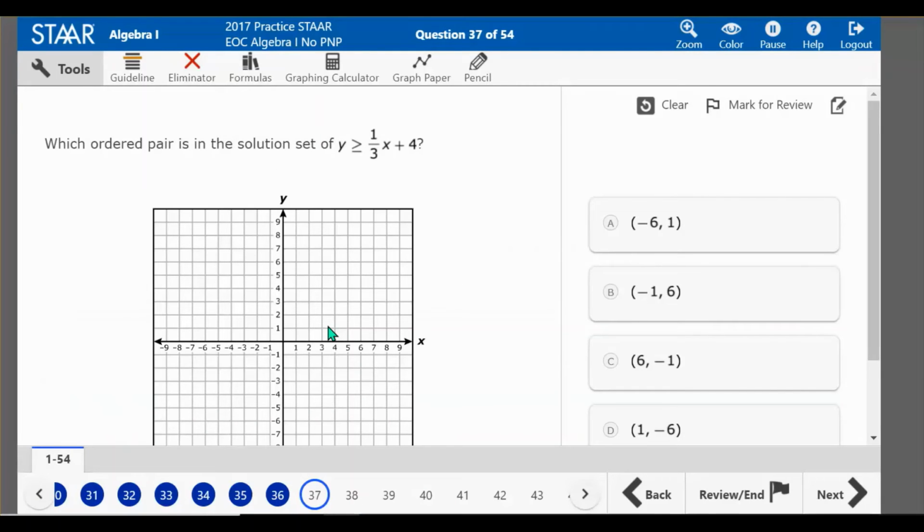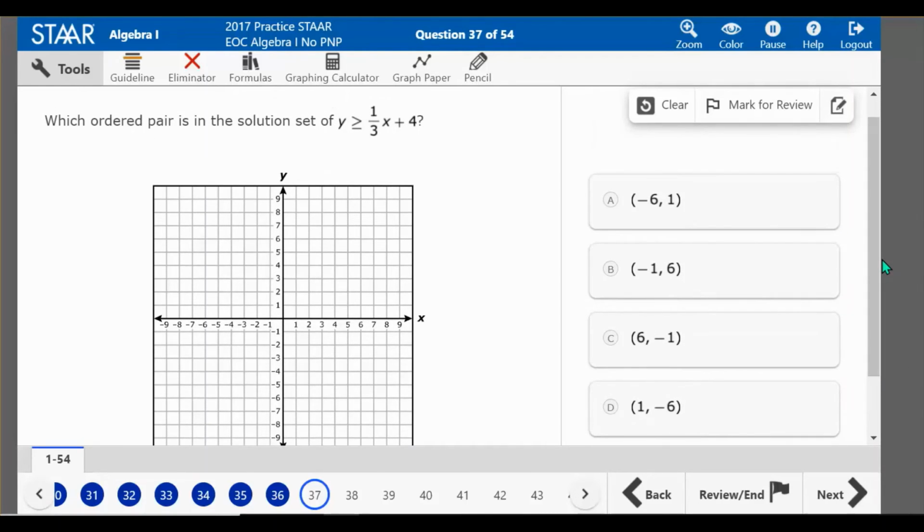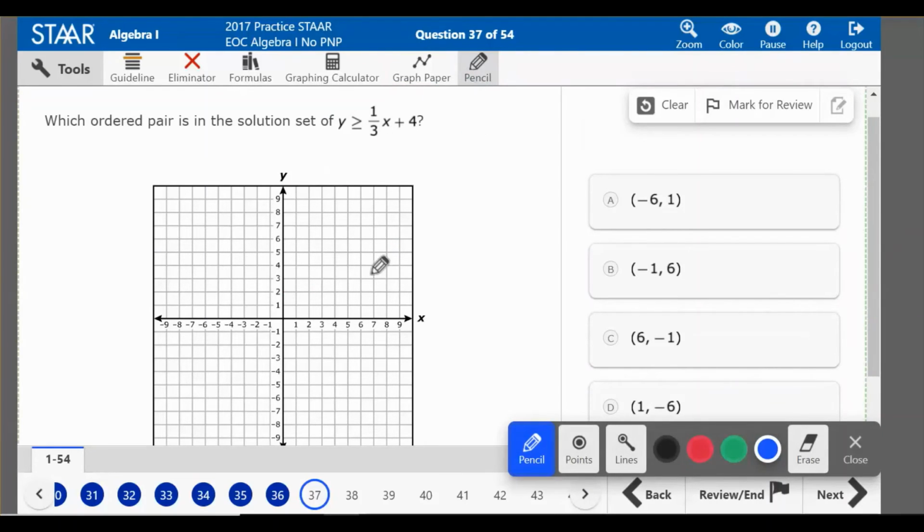What ordered pair is in the solution set of y is greater than or equal to 1/3x plus 4? There are actually many ways to do this. We can just graph this line right here and look at the points. For 1/3x, we start from 4. Hold on, let me pause the video, graph the line, and let's see if we got the same line. So I graphed the line here.